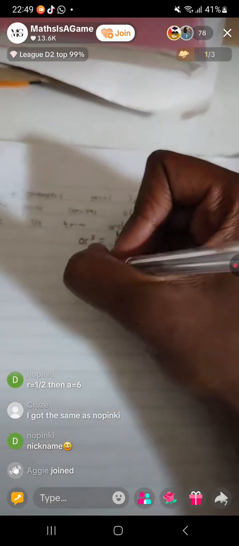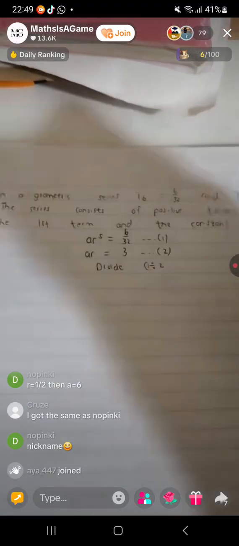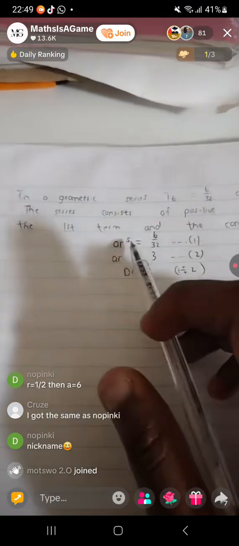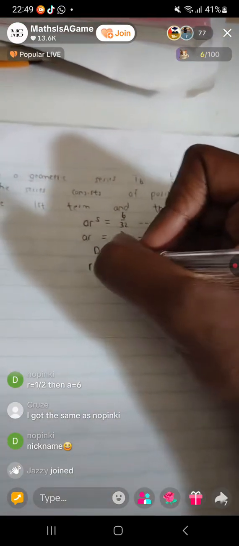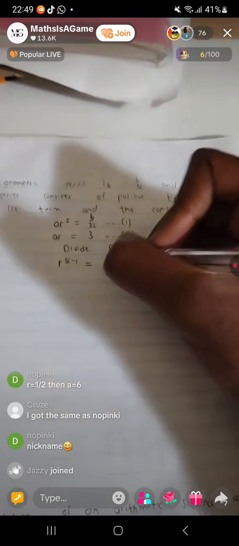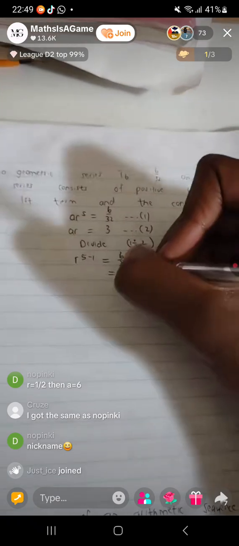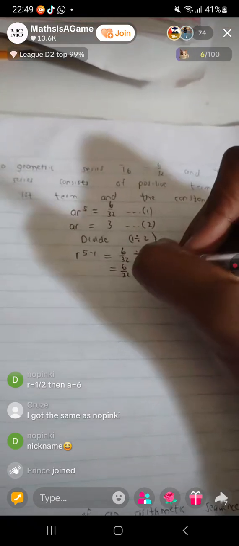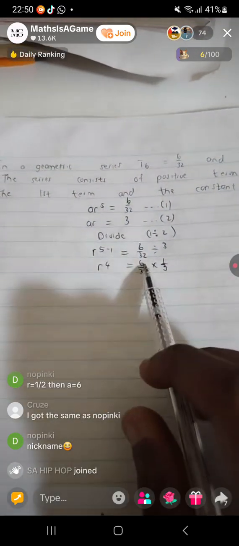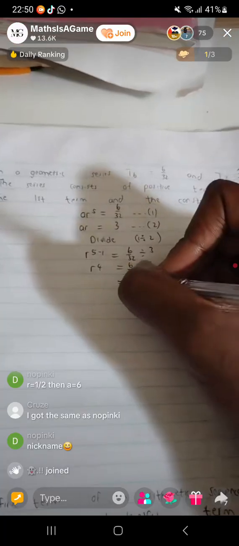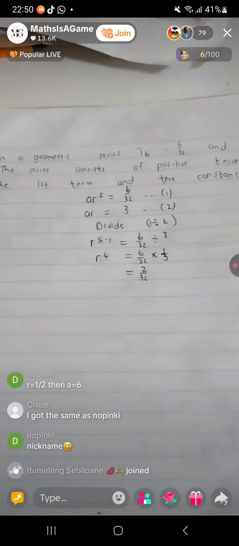Then what do we do? Divide. So we are going to say equation 1 divided by equation 2. The a and the a cancel. We are left with r to the power 5 minus 1, guys. The other side we have 6 over 32 divided by 3, which is the same thing as 6 over 32 times 1 over 3. So r to the power 4. Let's see. 3 goes into 6 how many times? In the numerator, 2. So that's 2 over 32.